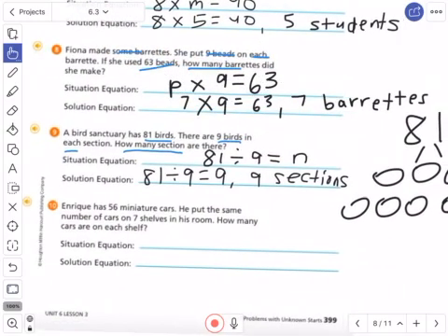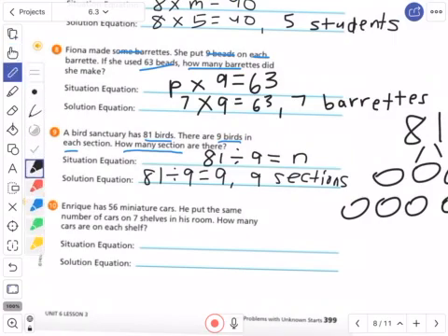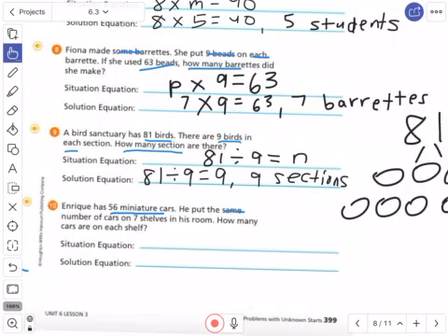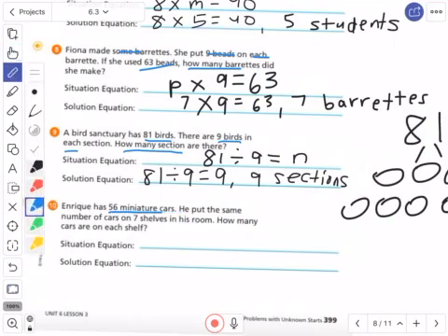Okay. Enrique had 56 miniature cars. He put the same number of cars on 7 shelves. How many cars on each shelf?